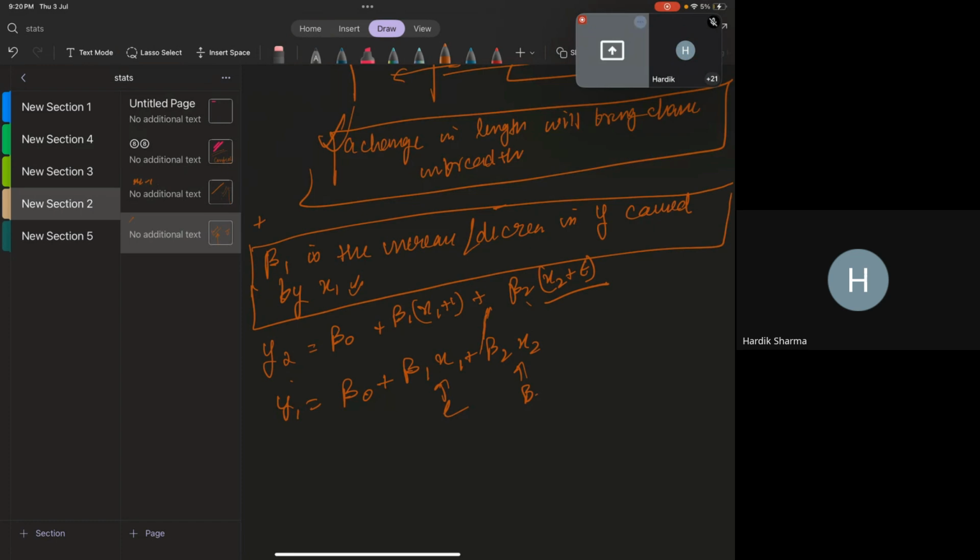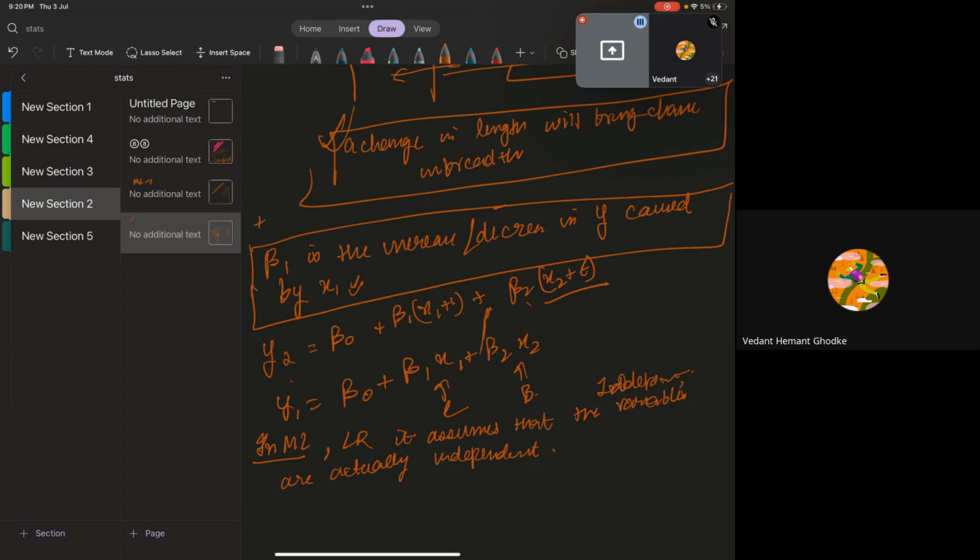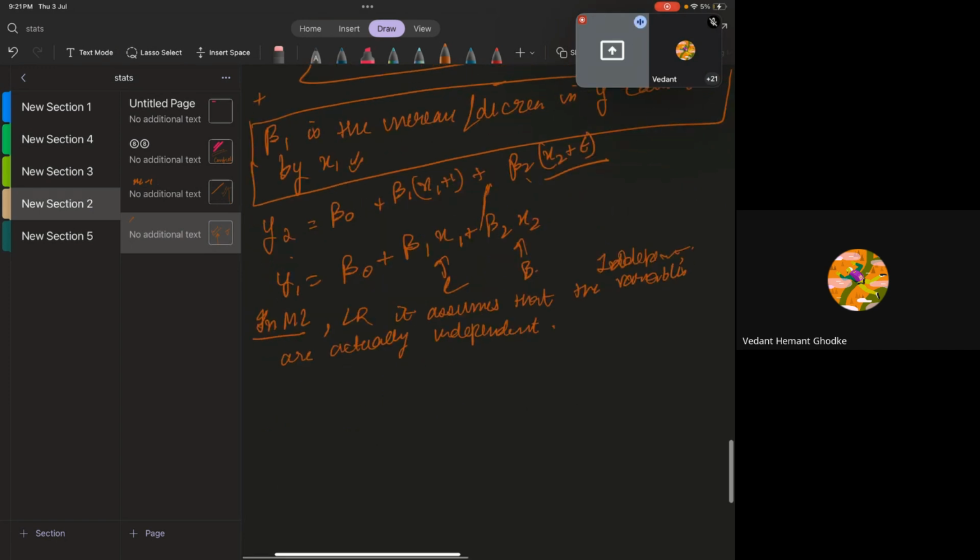Hence, in machine learning, linear regression assumes that the independent variables are actually independent. Clear? If that is not the case, then you understand how the model interpretability is being lost. Any doubts, anyone in this?